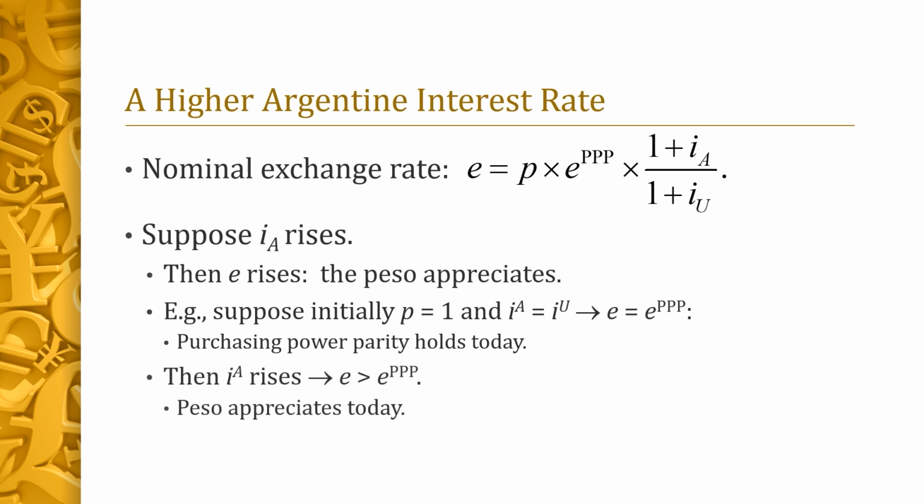Now suppose that the Argentine Central Bank raises its interest rate IA. By the formula, the nominal exchange rate E immediately rises above EPPP. That is, the peso appreciates today. But next year, by assumption, the nominal exchange rate will fall back to EPPP. So the peso appreciates in the short run, but is expected to fall in the long run. Investors are indifferent between Argentine and U.S. government bonds because the higher interest rate on Argentine bonds is offset by the expectation that the peso will fall in value relative to the U.S. dollar.